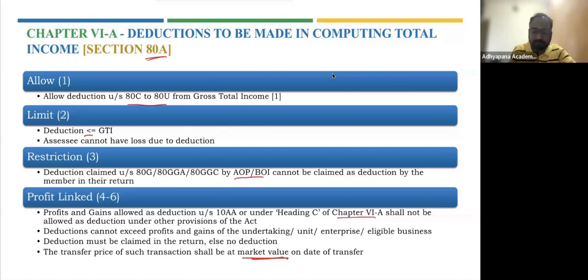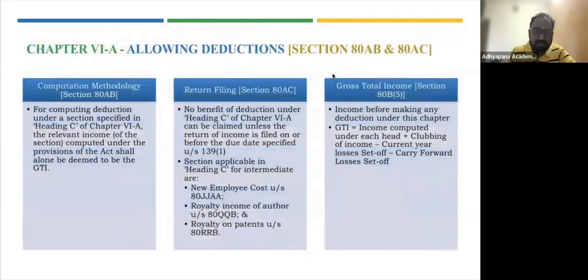So this is called that your transfer price has to be on market value in the data. So this is heading C, not much of importance for individuals as such. And then moving on, what you have to keep in mind is when you're calculating deductions. So there is a computation methodology given in the Act.